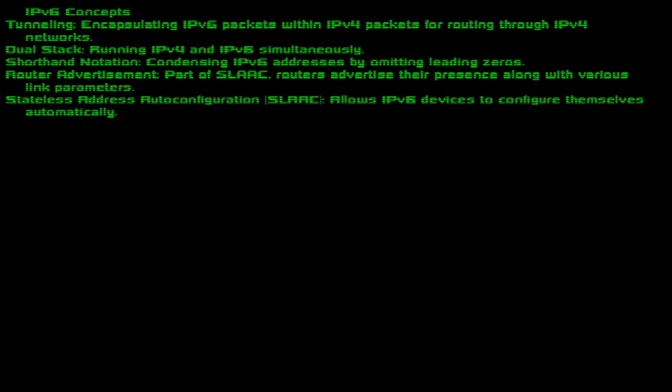IPv6 concepts. Tunneling: encapsulating IPv6 packets within IPv4 packets for routing through IPv4 networks. Dual stack: running IPv4 and IPv6 simultaneously. Shorthand notation: condensing IPv6 addresses by omitting leading zeros. Router advertisement, part of SLAAC: routers advertise their presence along with various link parameters. Stateless address auto-configuration, SLAAC, allows IPv6 devices to configure themselves automatically.